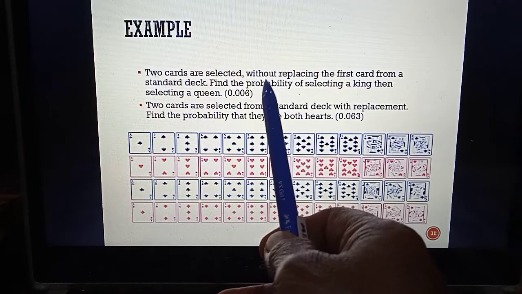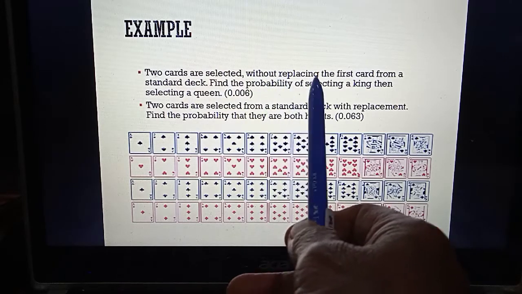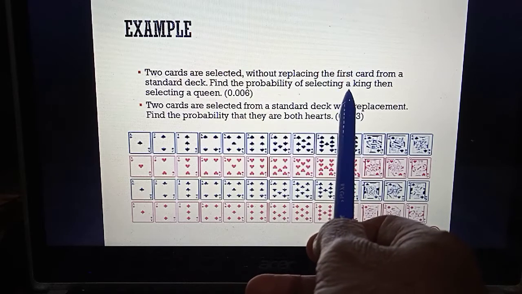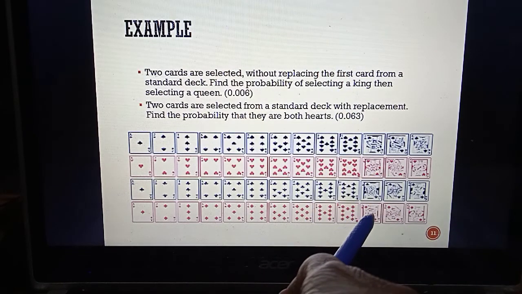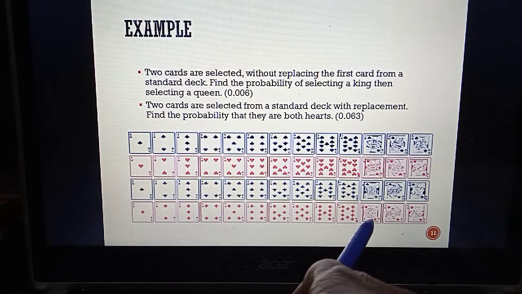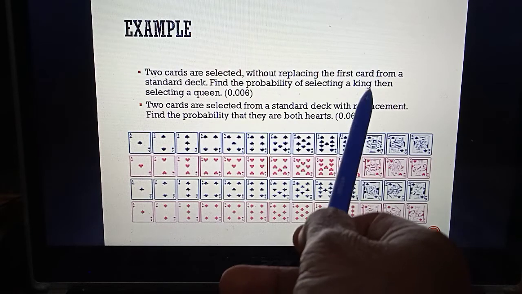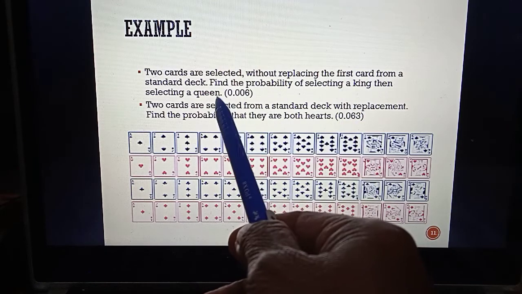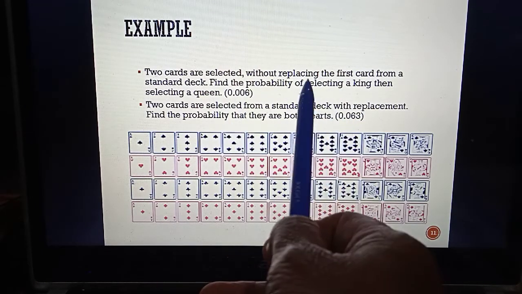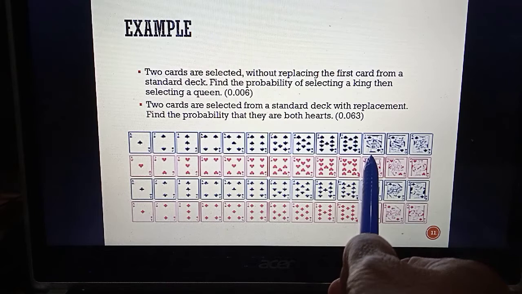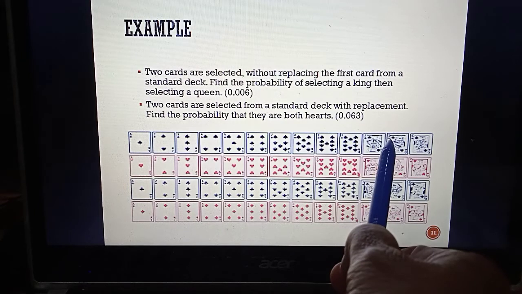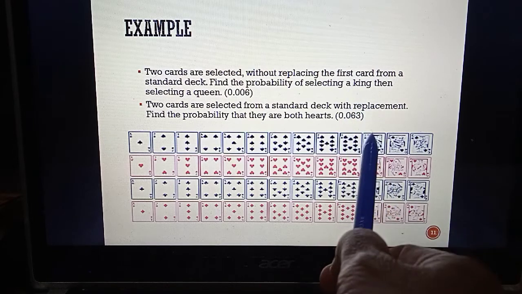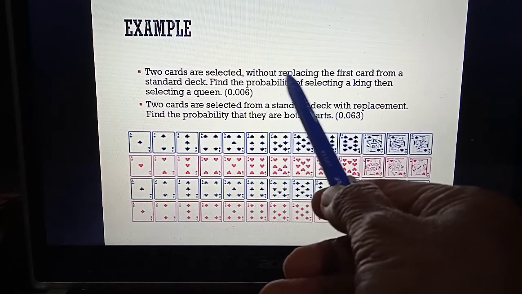Okay, now find the probability of selecting a king then selecting a queen. First event kita select king. Kita ada how many king? King ada 4 cards. So the first event is 4/52. Then select a queen. Second akan jadi darab. 4/52 times queen untuk cabutan yang kedua, queen ada 4, and then card akan kurang 1 sebab without replacing.